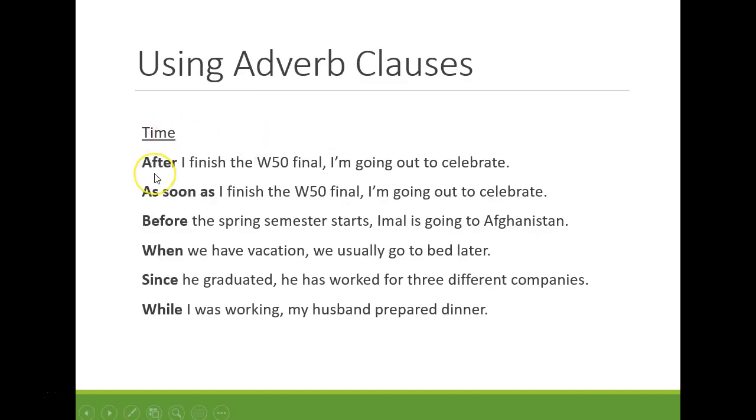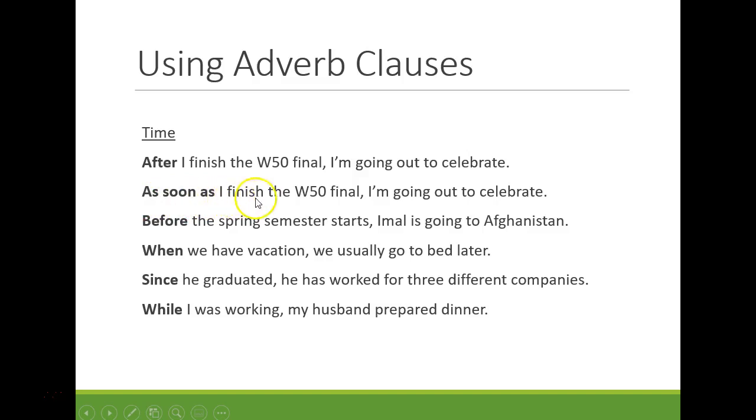For time, you might choose after or before. After I finish the W50 final, I'm going out to celebrate. So this adverb clause tells when the action in the main clause is going to happen. Before the spring semester starts, Imal is going to Afghanistan. Again, the adverb clause shows when the action in the main clause will happen.